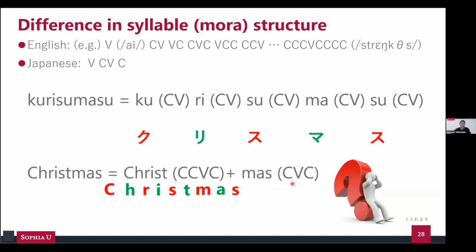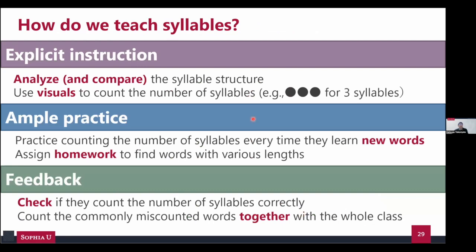And so how do we present this? We need to have explicit instruction on syllable structure too. Analyze and compare them between Japanese and English. And whatever English words you introduce, Japanese learners can use katakana English to pronounce that. I'm pretty sure that all Japanese can do that.